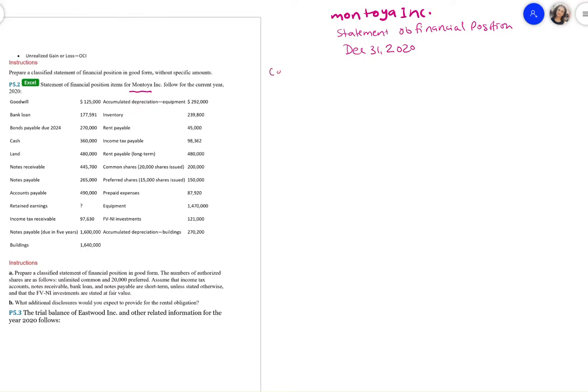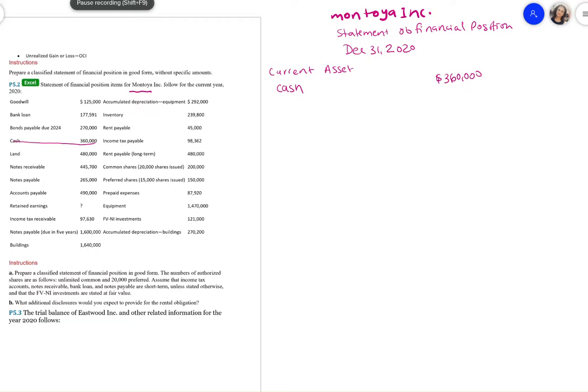The first thing we're going to start with is current assets. We need to look at the list to see which ones are my current assets. The first thing under current assets is cash. The cash is 360,000. So that's my cash. That is your 360,000.